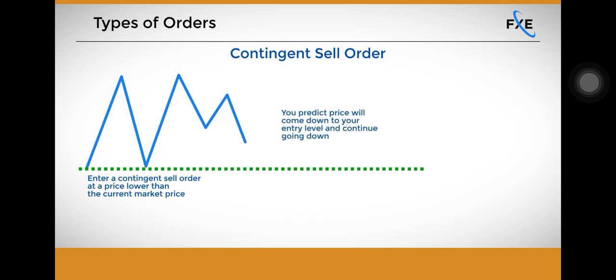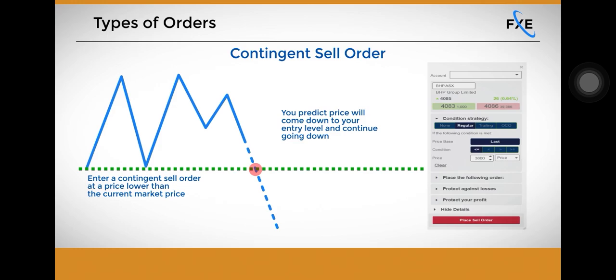There are two main reasons why you would use this type of order. Firstly, you have identified a level of support below the current price that you think should hold. Should this level of support be broken, you may not want to continue trading this position long, so you can set a contingent sell order below the support to act as your stop loss. You can see in the example on the screen that a contingent sell order is placed below a level of support that, if breached, would be expected to continue moving lower.